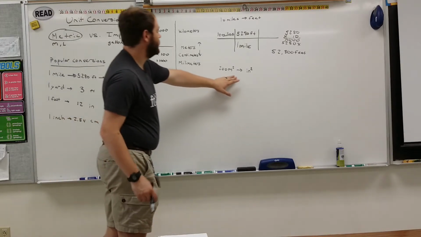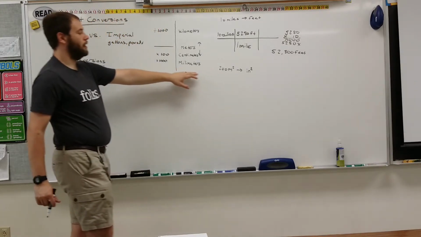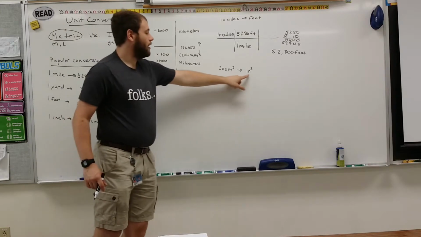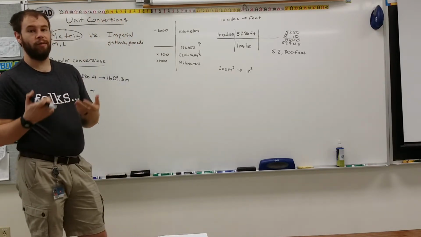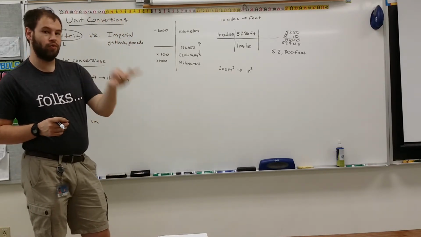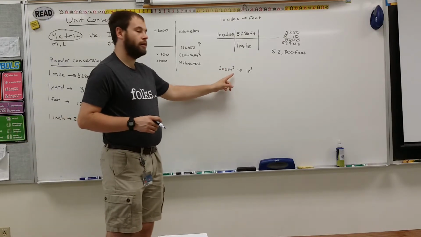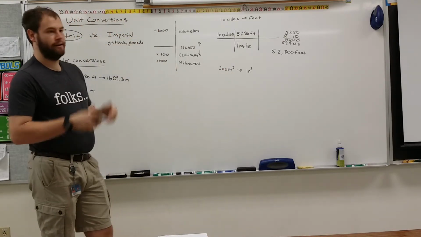Let's do another one here, except with surface area, or area. Now we've got something squared. And when you have a unit squared, you have to convert it not once, but twice. Because you have meters by meters, not just meters.